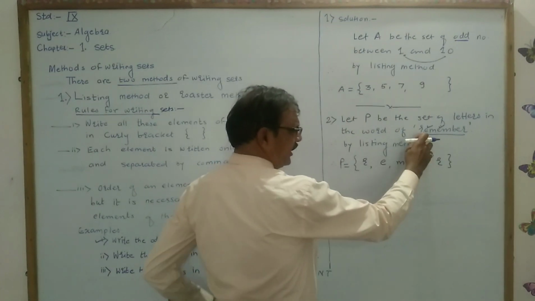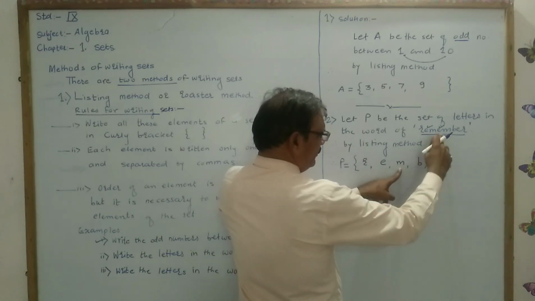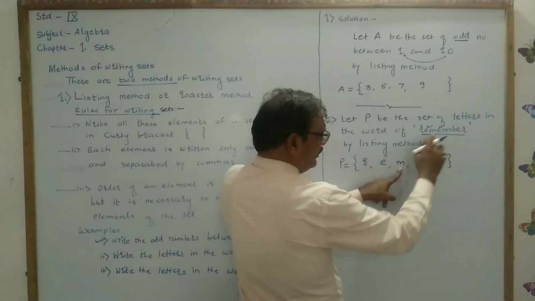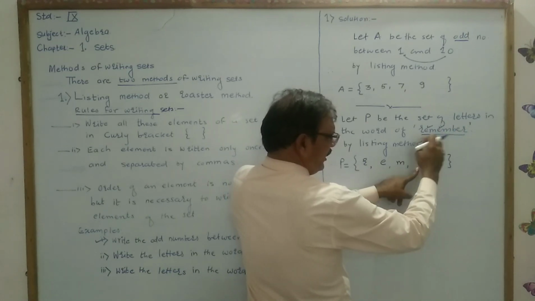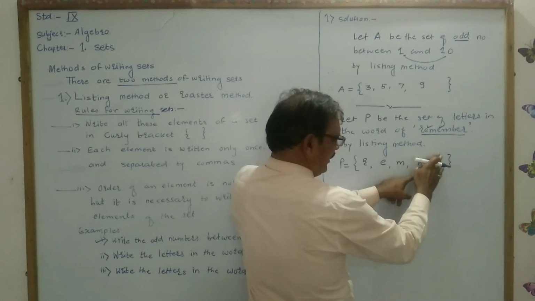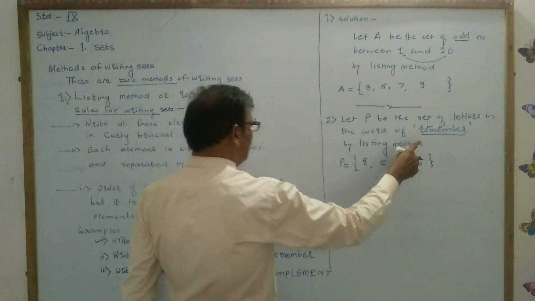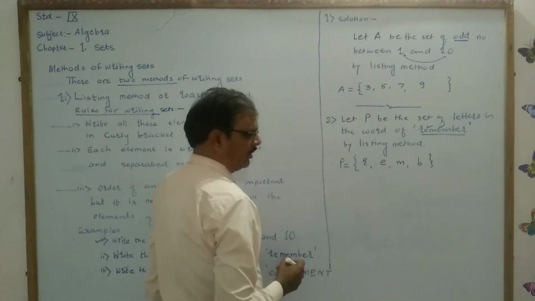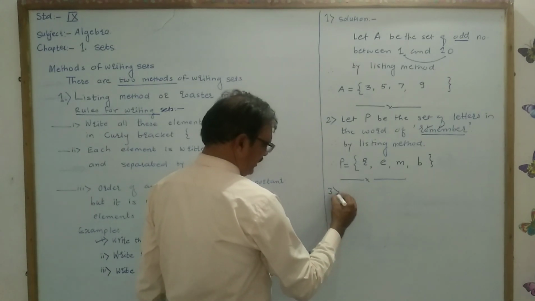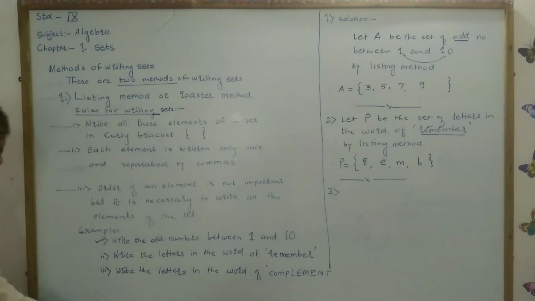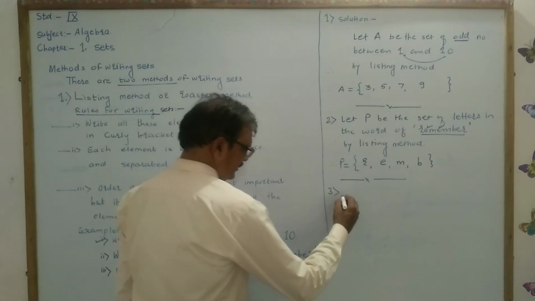So here, see again, R, E, M, M, E already taken. This M already taken. Then B, already E taken, and R is repeated. So here, these are the elements in the word remember by using listing method. Now third, write the letters in the word complement.